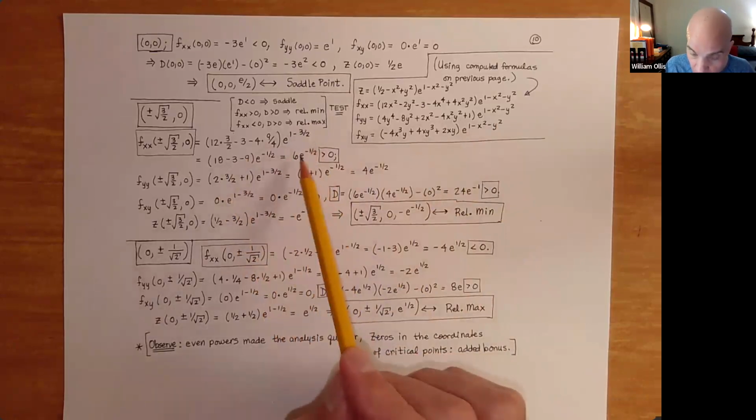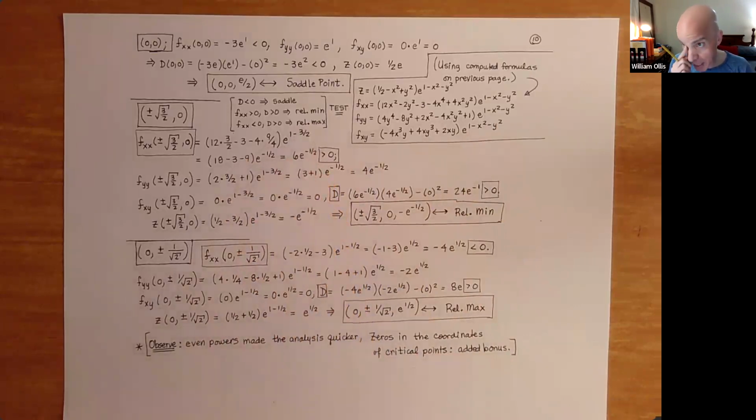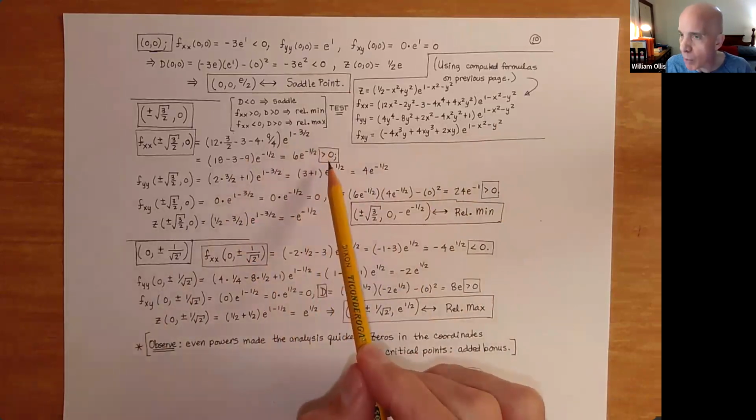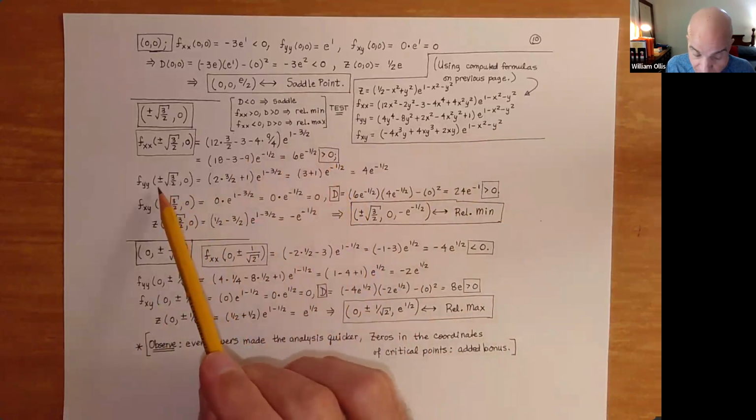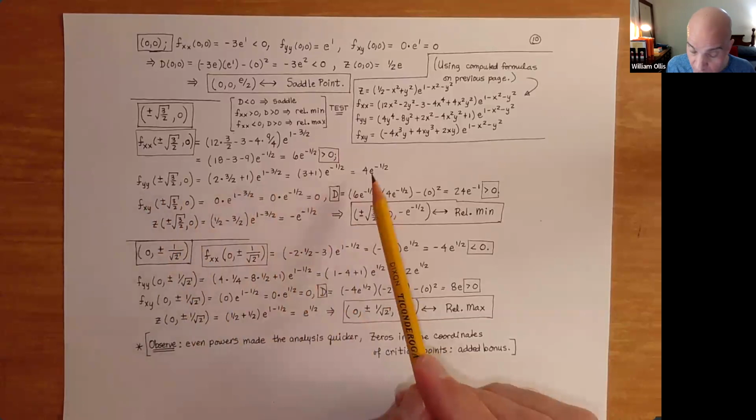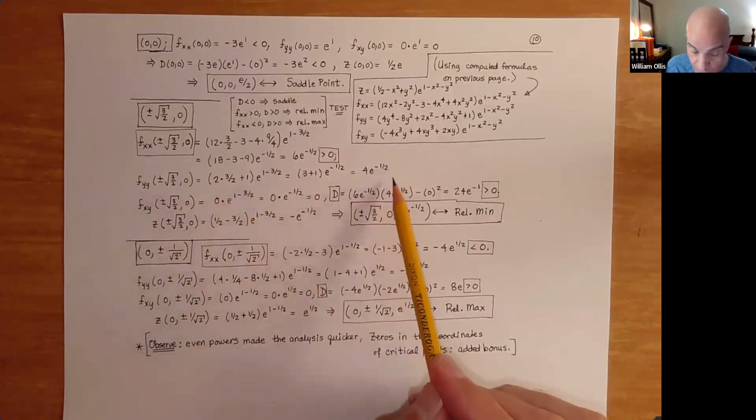And so now we just realize here that 6 times e to the -1/2 is a positive number. Again, we don't worry about what it is, we just know it's positive. And now we can do the same with the second order y partial, same type of analysis. We get 4e to the -1/2.